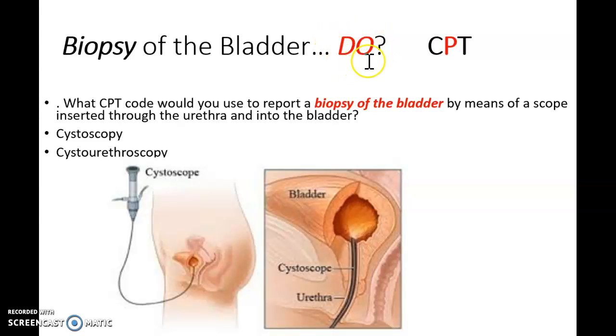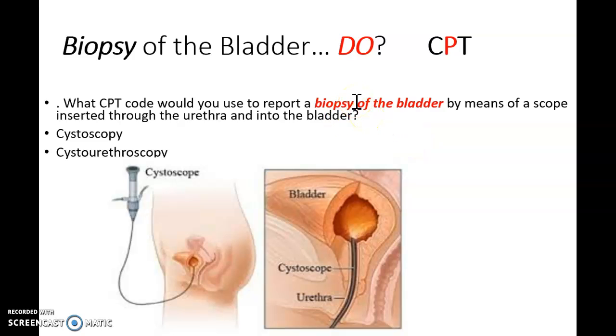And whenever they do something, and whenever you're coding for that, you always use the P manual, which is your CPT manual. So remember, the name of the procedure here is biopsy of the bladder. And usually when you look for biopsy of the bladder, you will end up looking for cystoscopy or cystourethroscopy, which is basically the same thing. But that is the name of the procedure that is used to get into the bladder through the urethra and get a biopsy of the bladder. So remember, you are looking for biopsy of the bladder.